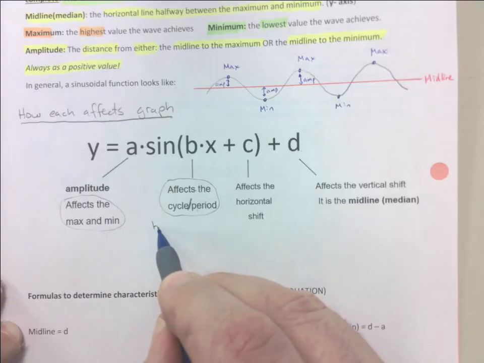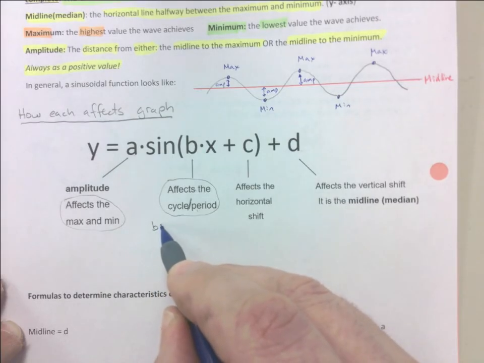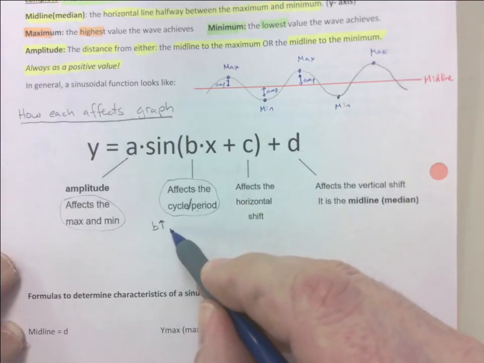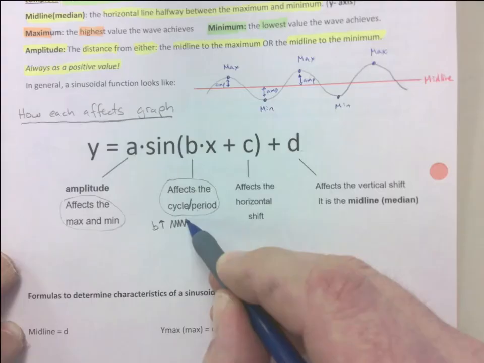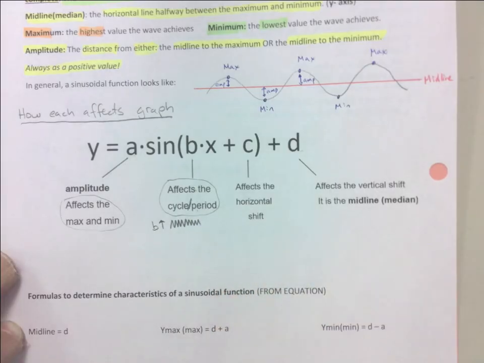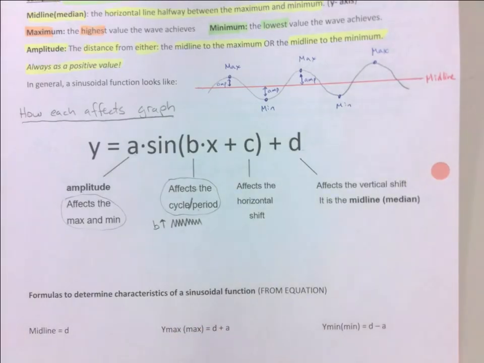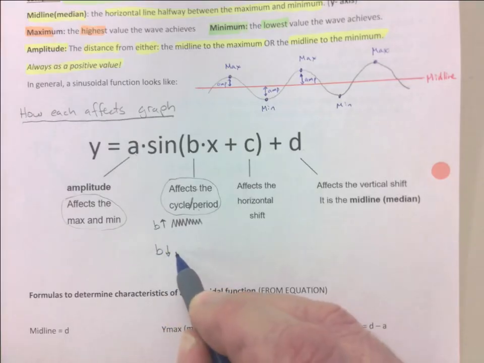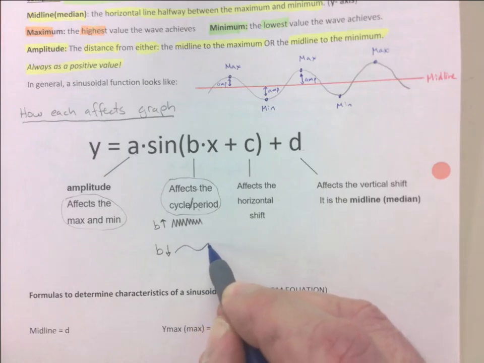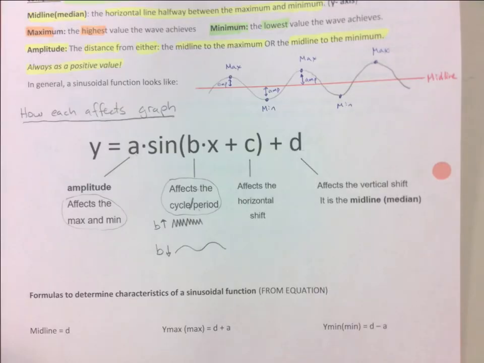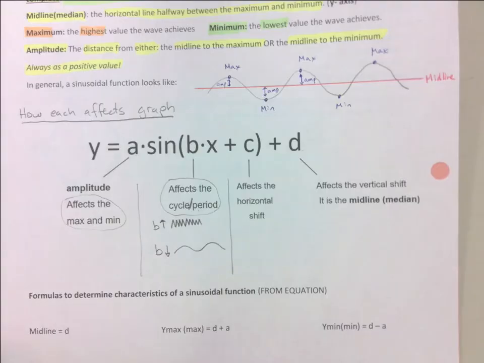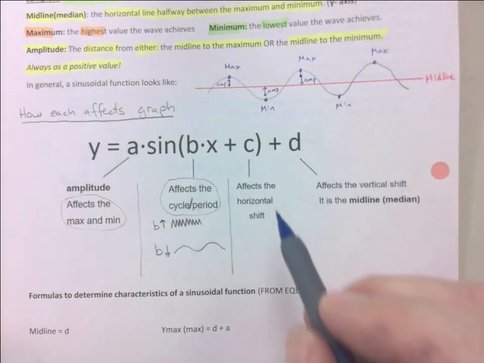If B is increased, you will have something like this. The bigger you make it, the closer together the waves are. If B is decreased, you're going to have a longer wavelength, okay? So that is specifically for the value of B. It affects your cycle or the period, how long it takes, okay?